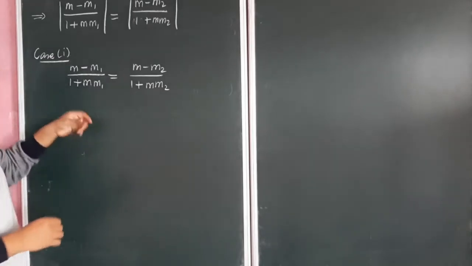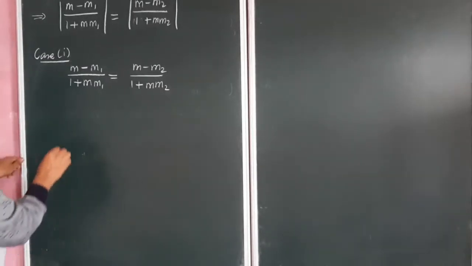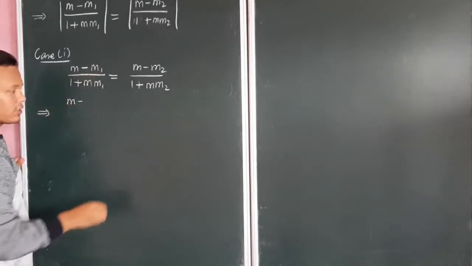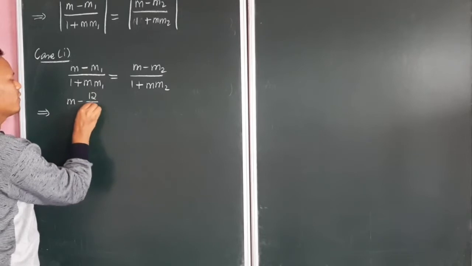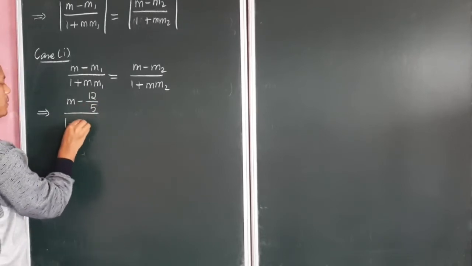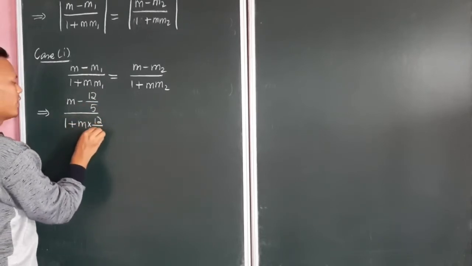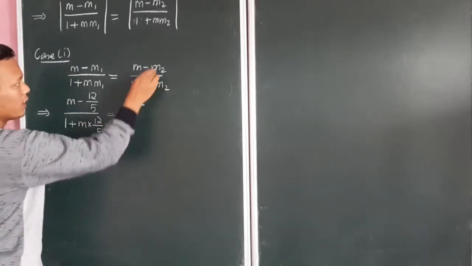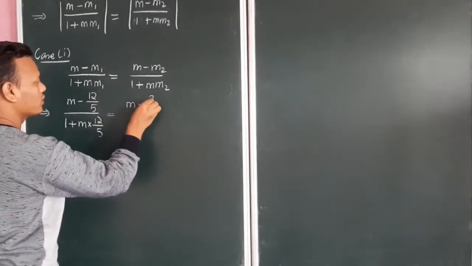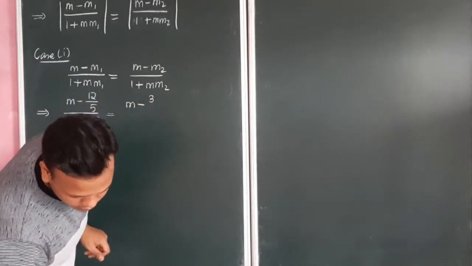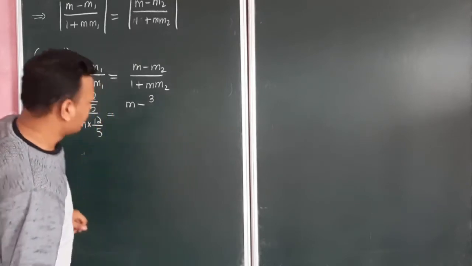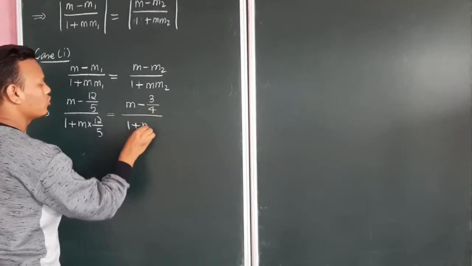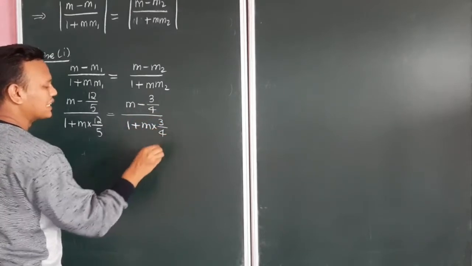So let's see what happens if I use case 1. Now let us put the values in here. We don't know the value of m, we need to find the value of m, and the value of m1 was how much? It is 12 by 5. Yes, so we have 1 plus m into 12 by 5. Similarly here we have m, we don't know the value of m. m2 is 3 by 4, isn't it? Let me check. Yes, this is 3 by 4, whole divided by 1 plus m into 3 by 4. Let us simplify this.